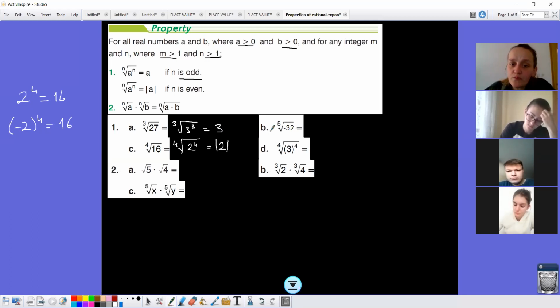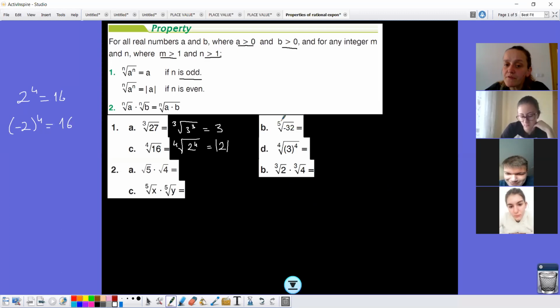What about this one? What will be? B. I will give you time to write. Okay, let's solve this one. While you are writing, I will take the attendance. Let's finish these questions and then I will give you time to write them, okay? Okay. Continue.